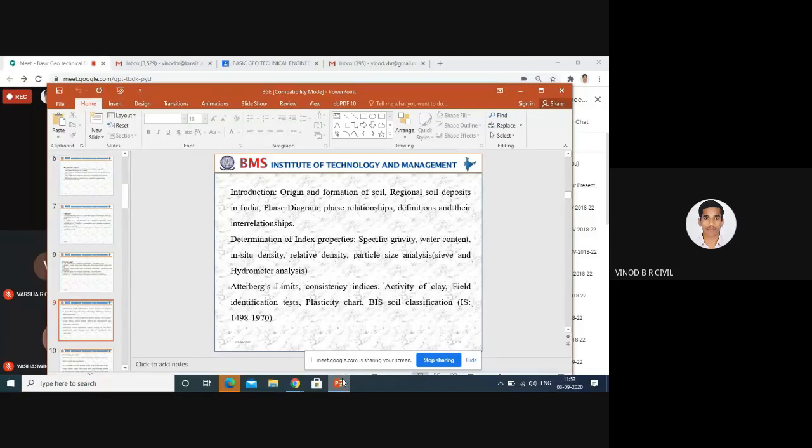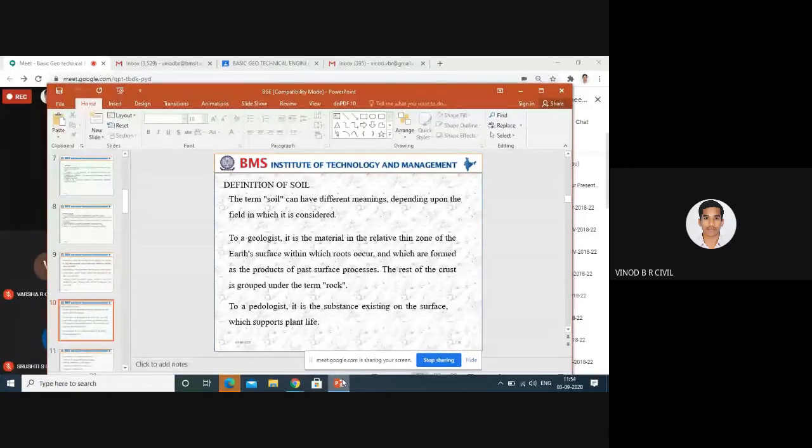In the second part, as we know, there are two types of soil property: index property and engineering property. The first module contains the index properties. What tests do we have to conduct? What is the objective? What results can we get? What is the procedure? These are the things in the determination of index properties of soil. The last one is the definition of soil.